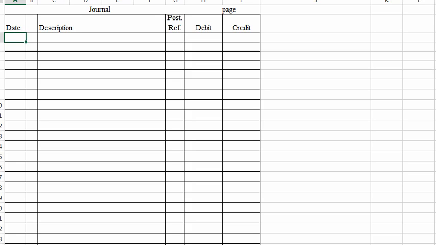Okay, guys, we're now going to look at exercise 12.2. And here again, we're dealing with some held to maturity securities and then some investments in U.S. Treasury bills. Fairly straightforward exercise.